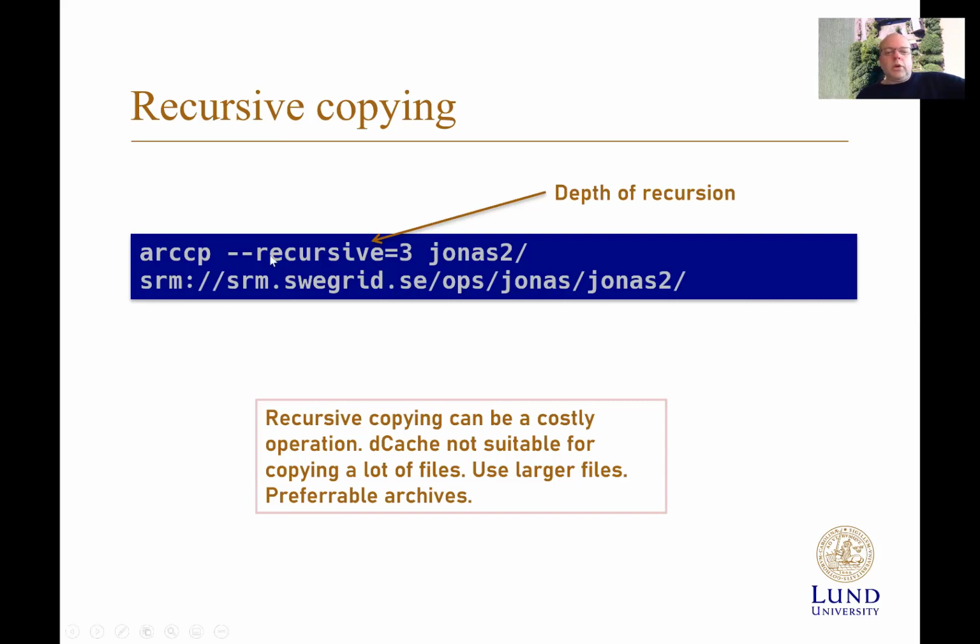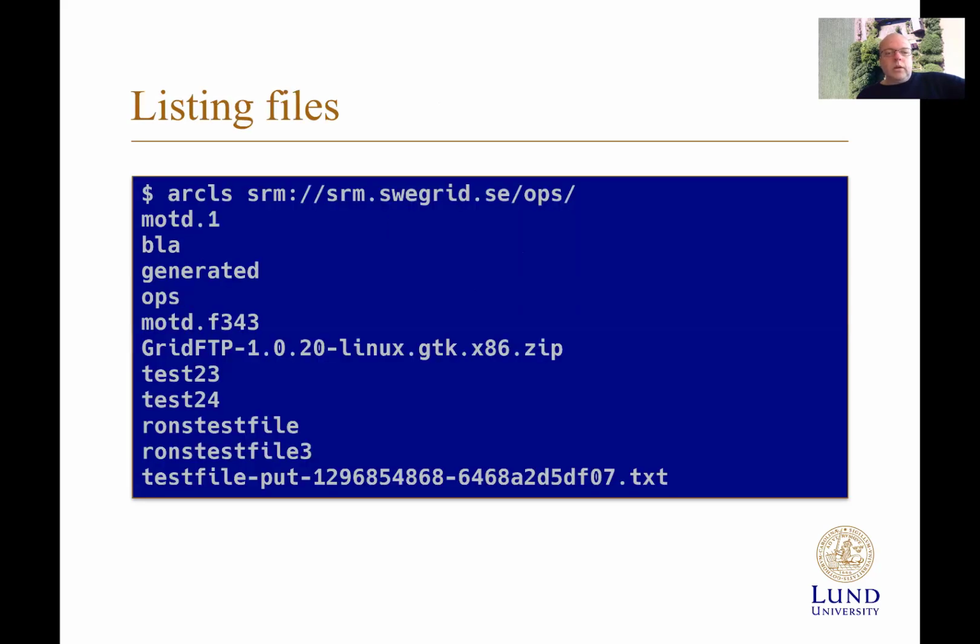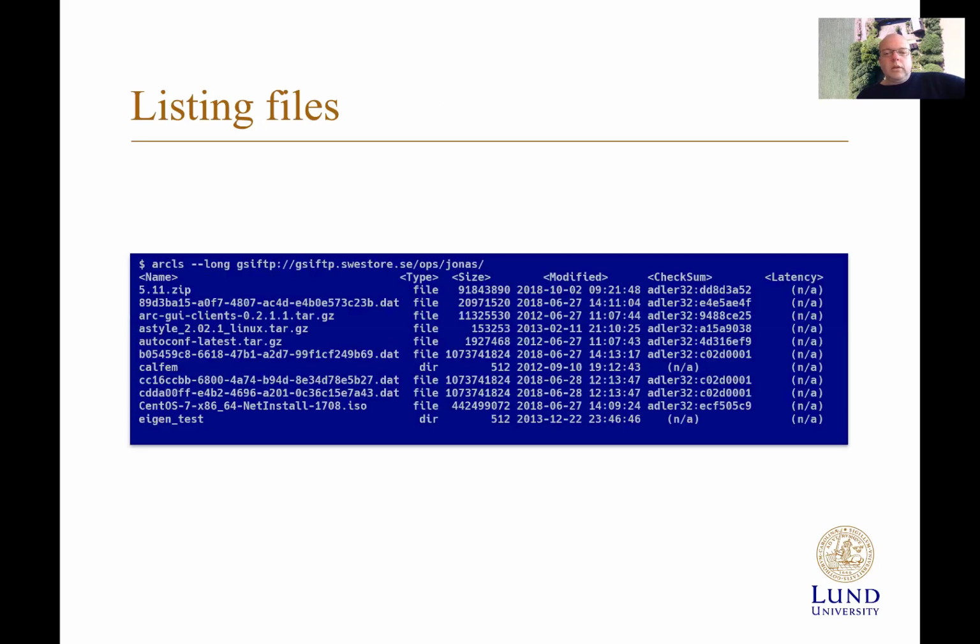It's also possible to do recursion, but this can be a costly operation because this is not a low latency file system, it's high latency. So it takes some time to create directories, move files and so on. So I would consider archiving your data in multiple tar files before transferring over, or organizing your data in fewer files. You can list files here as well, so it's very similar to the SFTP tool. Here is a directory listing.